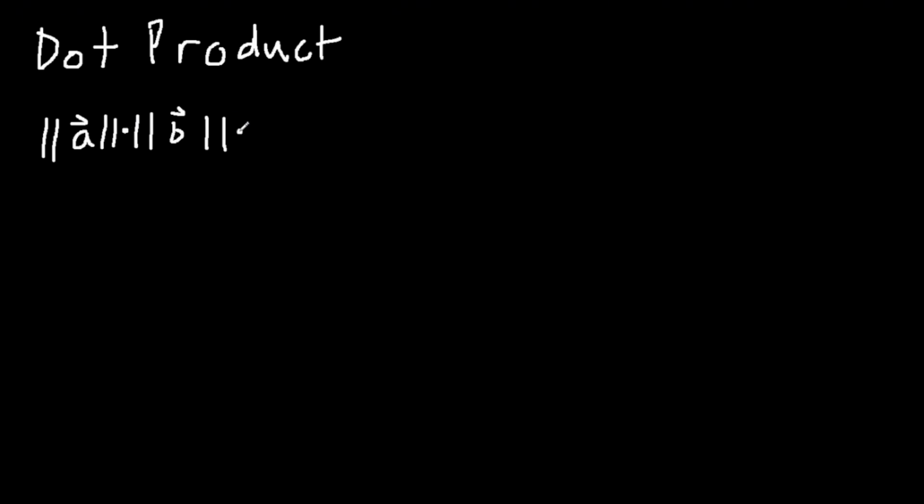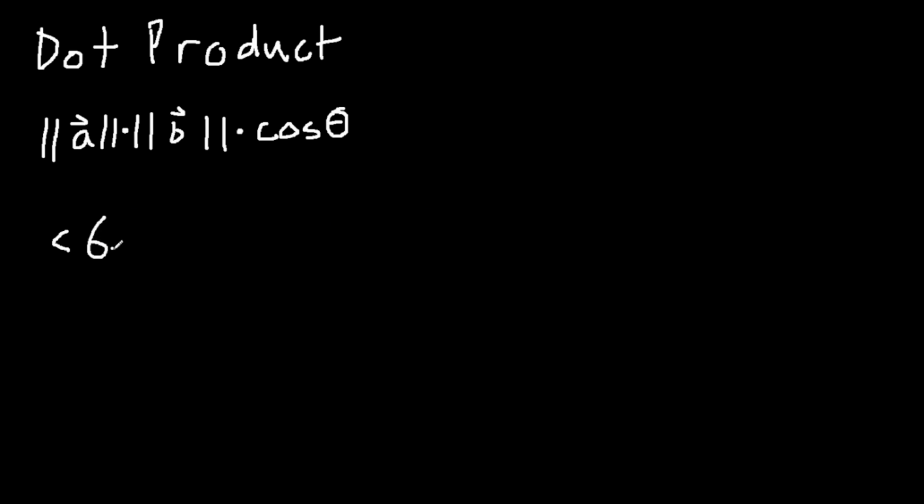This dot just means multiplication, times the cosine of the angle in between the two magnitudes of the vectors. So let's say you're given two vectors like this. You can also solve it like this. I'm going to still give you two vectors.